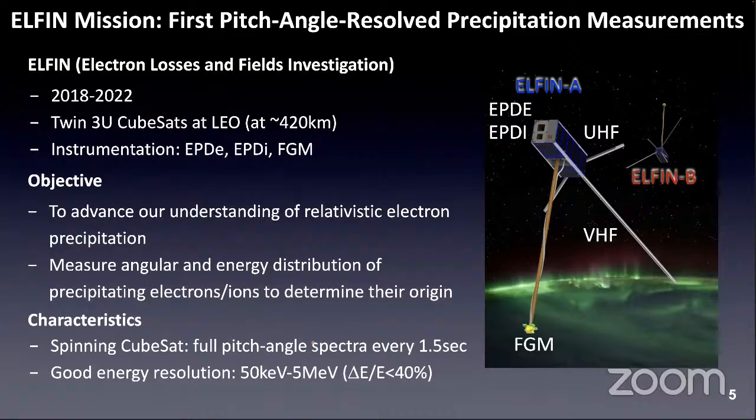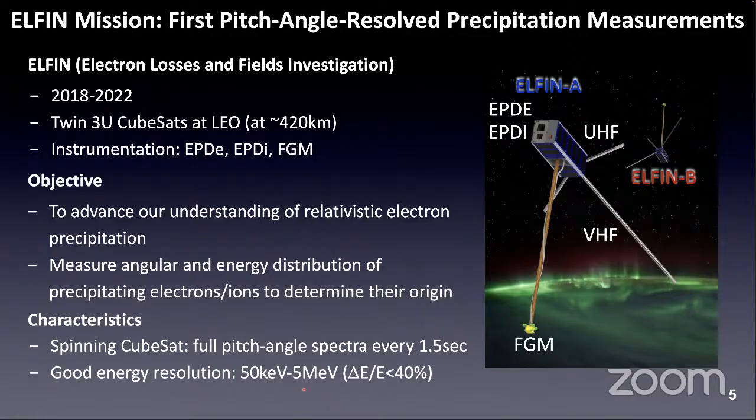The main advantage of this data set is that because the energetic particle detector is spinning with the CubeSat, it was able to capture a full pitch angle spectra during each half spin, or during each 1.5 second time interval. And this pitch angle spectra was measured for an energy range of 50 keV to about 5 MeV. That's exactly the energy range we'll be talking about in this study.